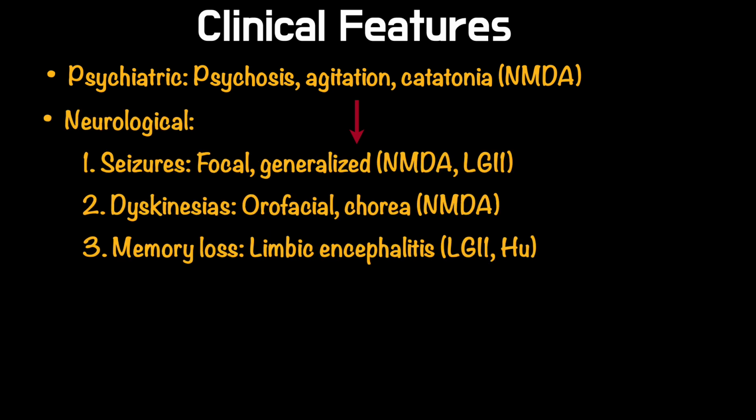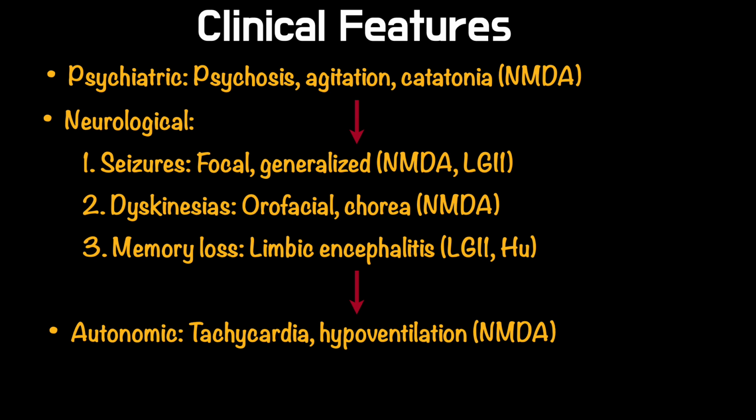Talking about clinical features, the psychiatric features are psychosis, agitation, and catatonia; NMDA leads to catatonia. This is homework for you: what is catatonia? You can comment it down. The neurological features are seizures, dyskinesia, or memory loss. Seizures can be focal or generalized due to NMDA, LGI2 autoantibodies. Dyskinesia is most commonly orofacial, and there is also chorea, which is an irregular movement of the hands, limbs, or extremities. And memory loss can be due to limbic encephalitis.